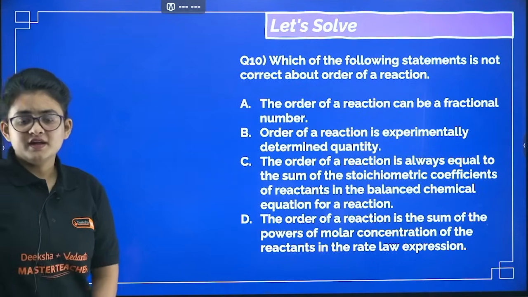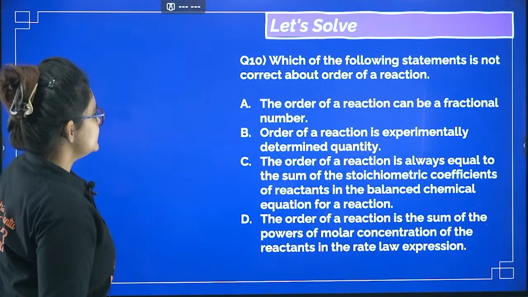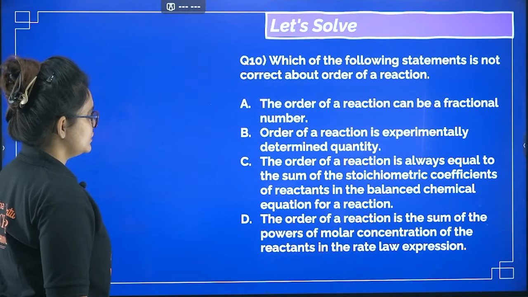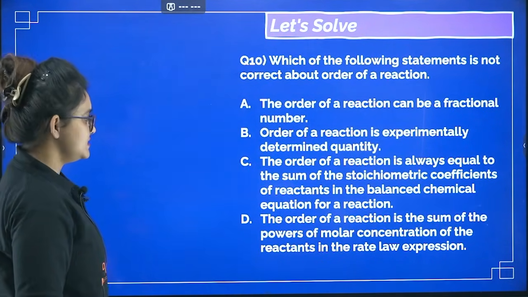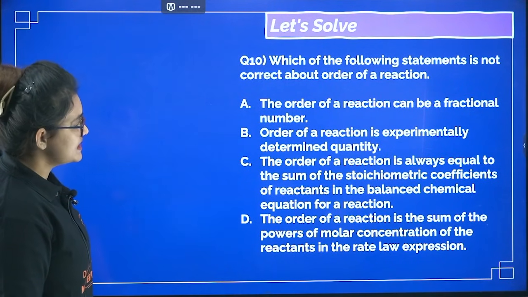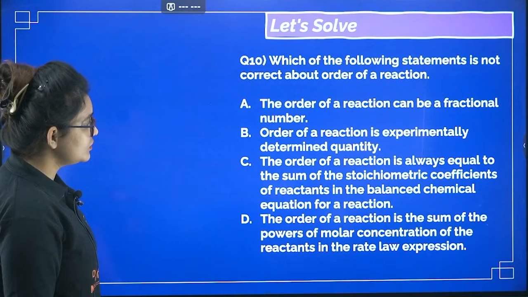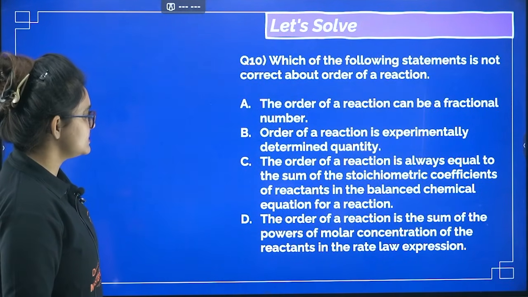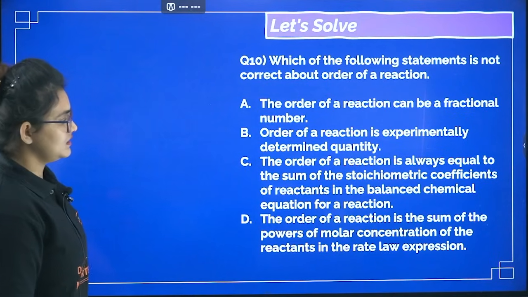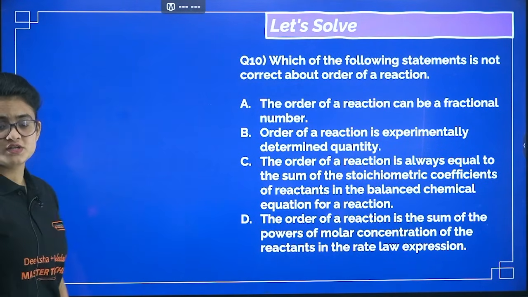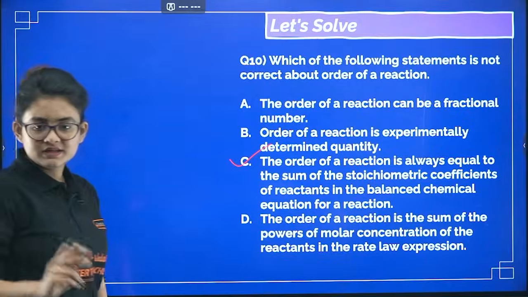Let's proceed with this question. Which of the following statements is not correct about the order of the reaction? The first is that the order of a reaction can be a fractional number. Yes, that's true. The order of a reaction is an experimentally determined quantity. That is also true. The order of a reaction is always equal to the sum of the stoichiometric coefficients of the reactants in the balanced chemical reaction. That's not going to be true. It's true only for the elementary reaction. So yes, that's going to be the correct one.